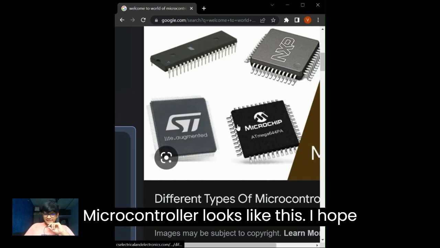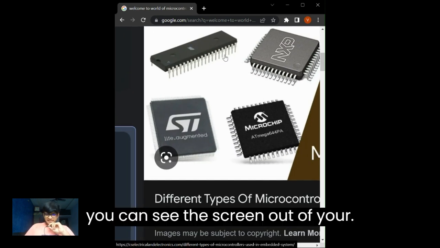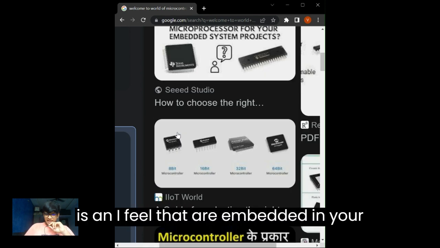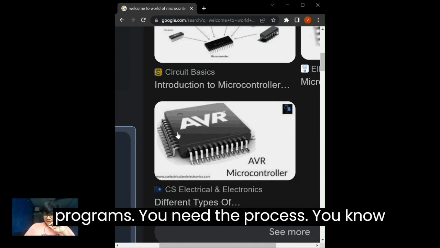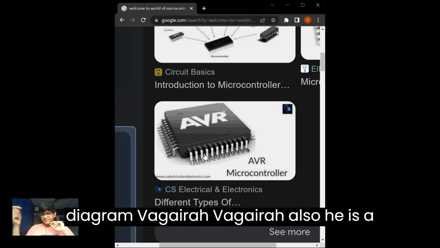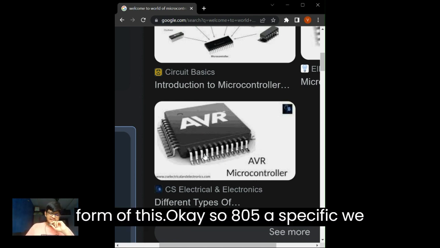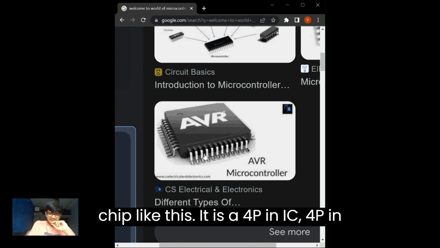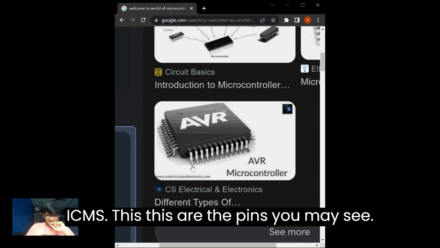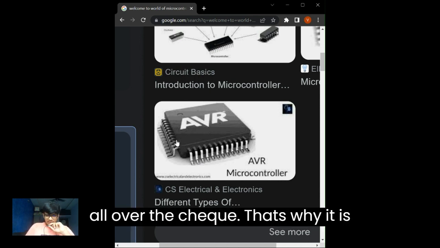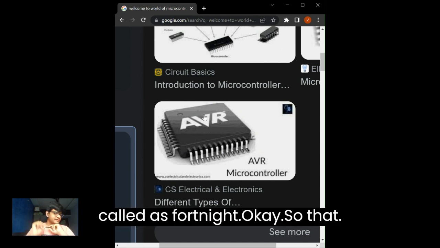A microcontroller looks like this. I hope you can see the screen. The microcontrollers look like these. These are the ICs that are embedded in your programs. You need the processor. You know that mobiles have a processor, like Snapdragon. That is also a form of this. We are learning about the 8051 microcontroller chip like this. It is a 40-pin IC. 40-pin IC means these are the pins. You may see there are 40 pins present all over the chip. That's why it is called a 40-pin IC.